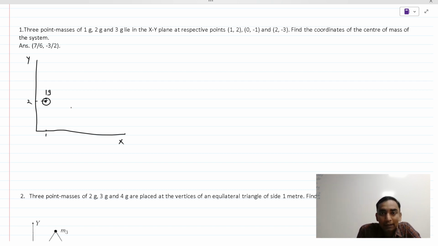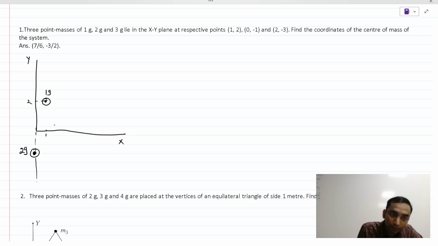The second particle lies at x coordinate 0, y coordinate -1, so basically it lies somewhere over here. This is the 2 gram mass. I'm just trying to explain this to you, but the diagram is purely not required. You are not supposed to draw the diagram. This question will get over within a minute, but still I want to explain this to you in greater detail.